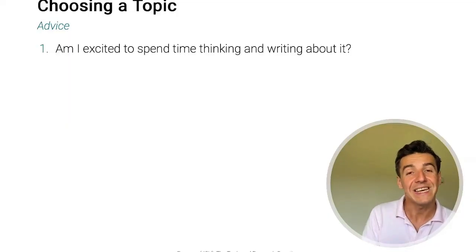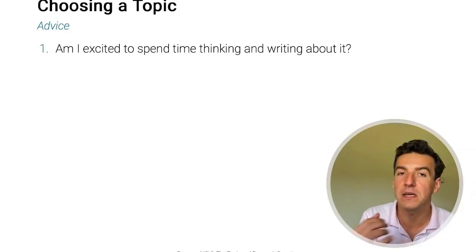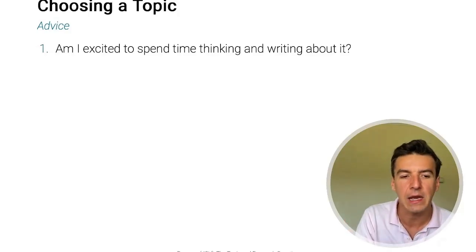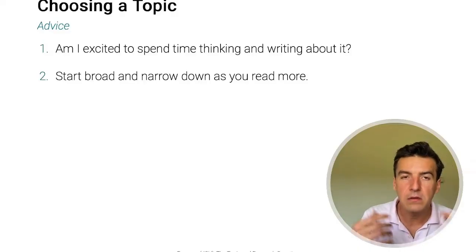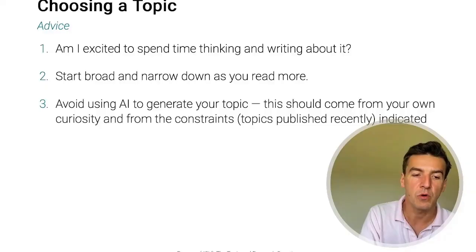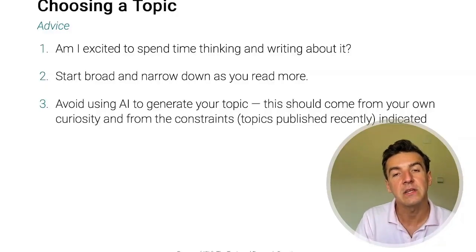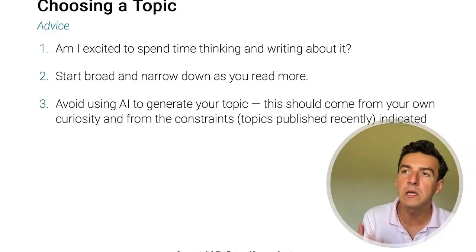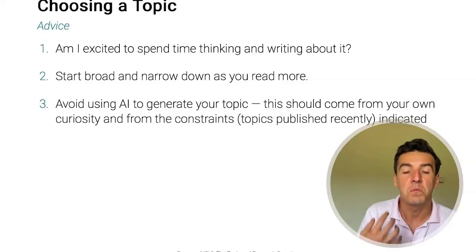some internal thinking. Are you excited to work on this topic? Are you excited to spend time writing and thinking about it? It's important to start broad, like big concepts, and sort of narrow it down as you read more and you do read more research. It's also important to avoid AI at this stage in the research process. Like it's really important to come up with your own research topic. It's important to find something that naturally motivates you.